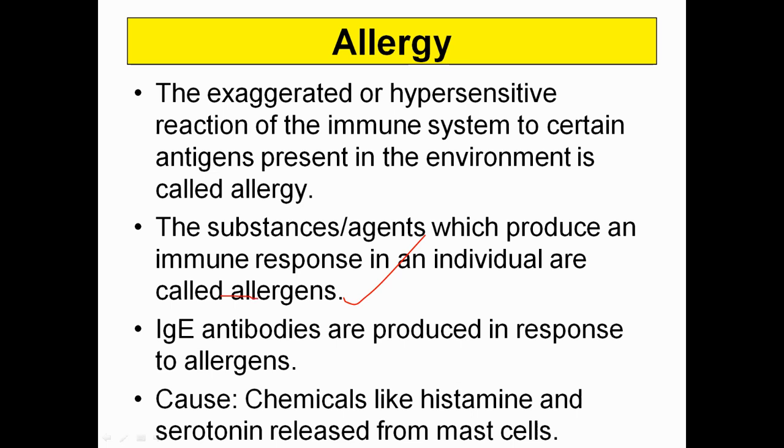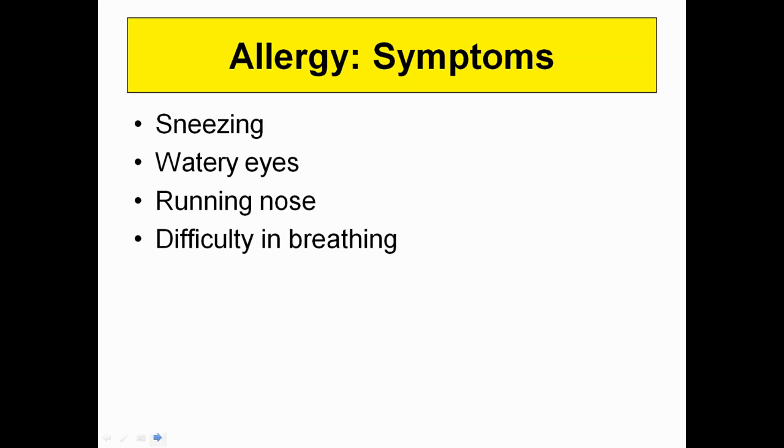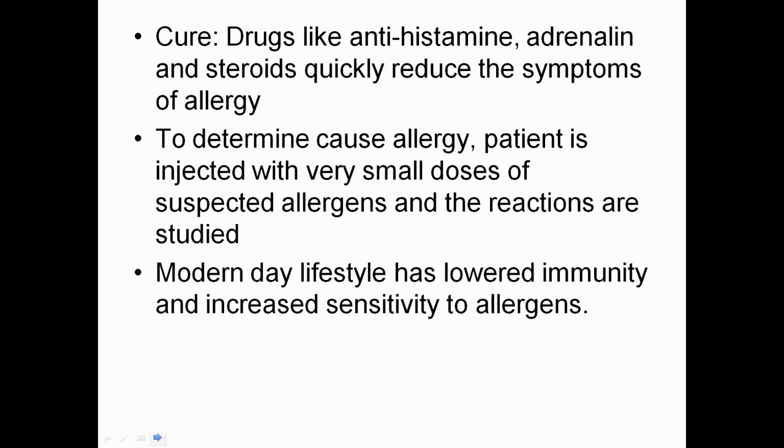IgE is going to be produced in that case. And the chemicals which are going to cause allergy are histamine and serotonin, which are ultimately released from the mast cells. Symptoms of the allergy are sneezing, watery eyes, running nose, difficulty in breathing. So, what is the cure? We can take antihistamine, adrenaline, or steroid for the same.